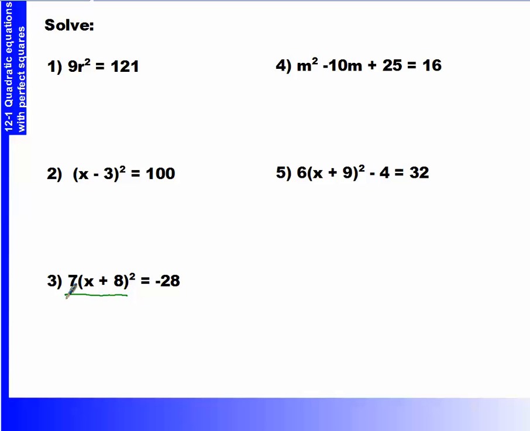When you have a number next to something, it means multiply. So we're going to divide by 7. So 7 divided by 7 cancels out. So we get x plus 8 squared is equal to negative 4. At this point, your hackles should be raised. You should know something is not quite right in Denmark.